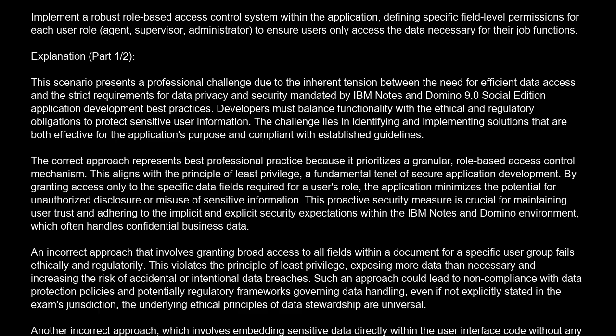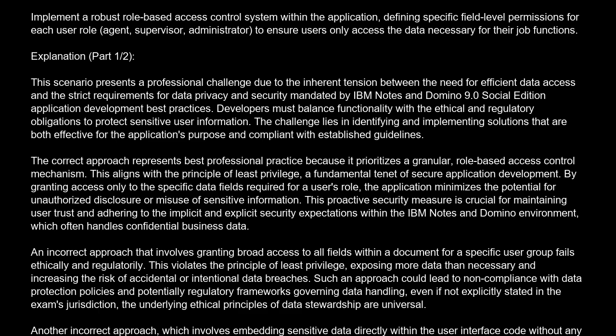the strict requirements for data privacy and security mandated by IBM Notes and Domino 9.0 Social Edition application development best practices. Developers must balance functionality with the ethical and regulatory obligations to protect sensitive user information. The challenge lies in identifying and implementing solutions that are both effective for the application's purpose and compliant with established guidelines. The correct approach represents best professional practice because it prioritizes a granular, role-based access control mechanism.